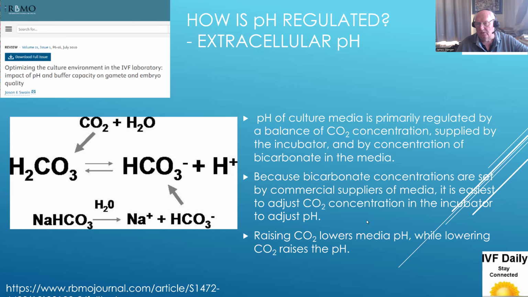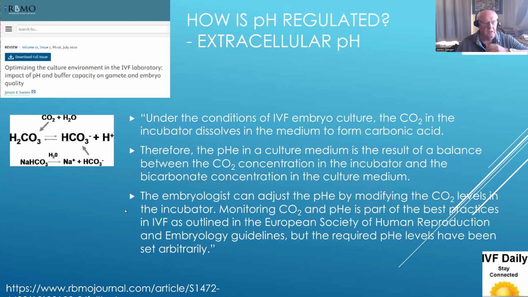So if you think the media is too alkaline, you can increase the CO2 from 5 to 5.5. If you think it's too acidic and you want to make it slightly more alkaline, then you can do it by lowering your CO2. And quite frankly, in the old days when we used to have phenol red in the medium, I always loved my pH to be just a lovely pink color. There we go. Okay.